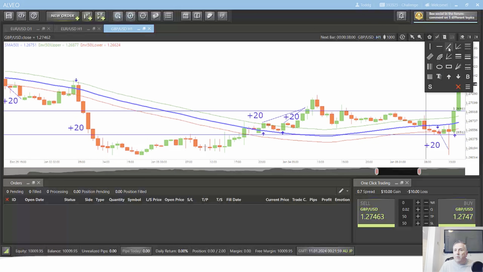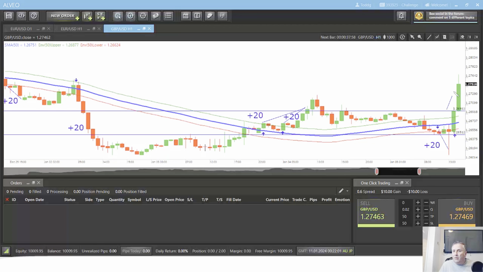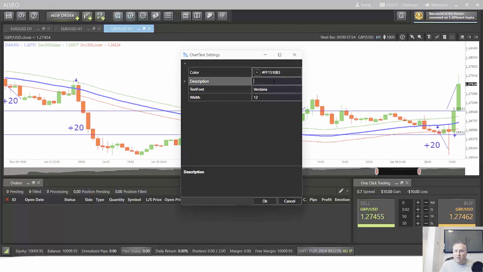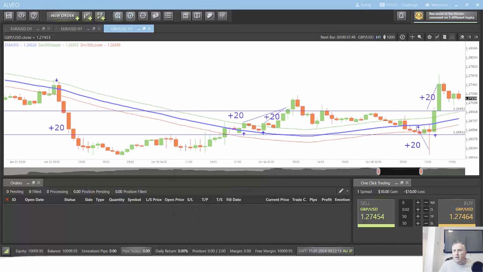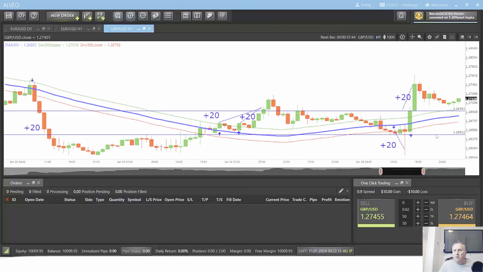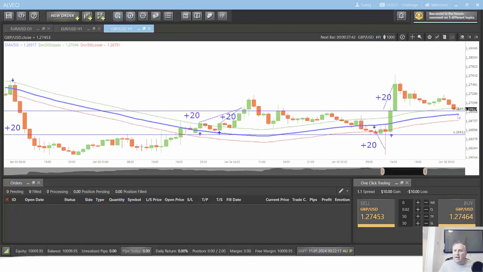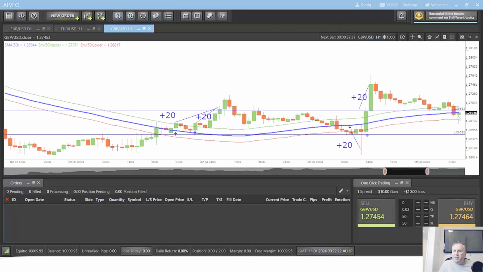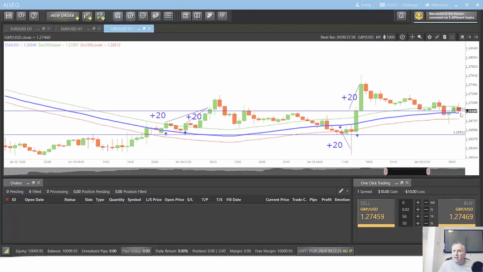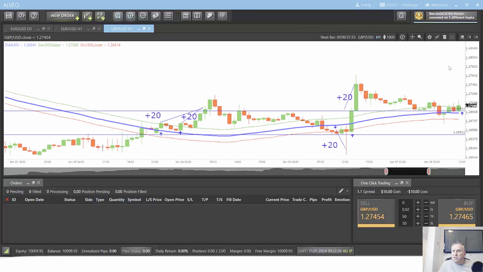And so when we look at this, we have our entry to here. We have another plus 20 on that one right there. Moving forward, we don't move back into the line until right here. Doesn't touch it, touches it there, and closes above it right there.